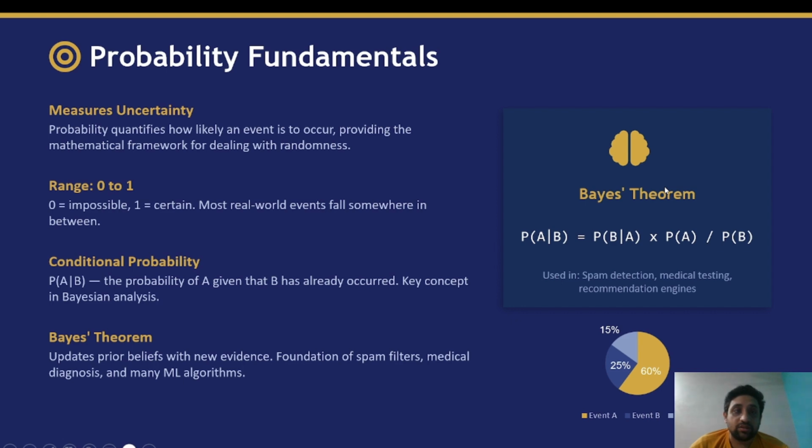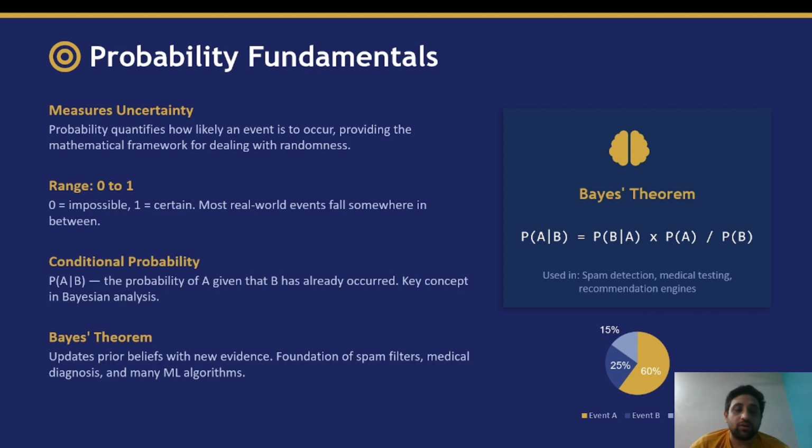Now let's come towards the probability fundamentals. Probability helps us measure uncertainty by assigning a value between 0 and 1 to events, where 0 means impossible and 1 means certain. Most real world events fall somewhere in between. Conditional probability, written as P(A|B), represents the likelihood of event A occurring given that event B has already happened.